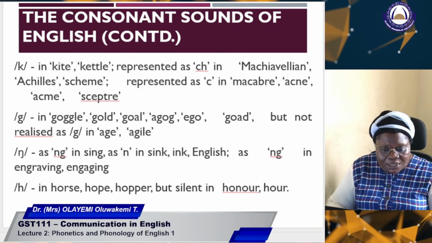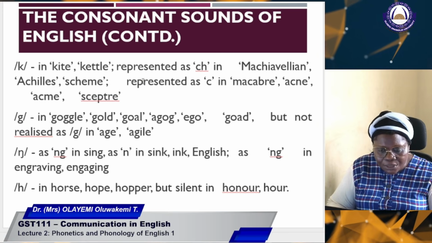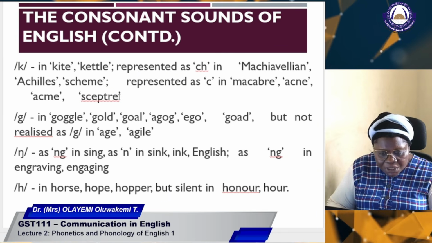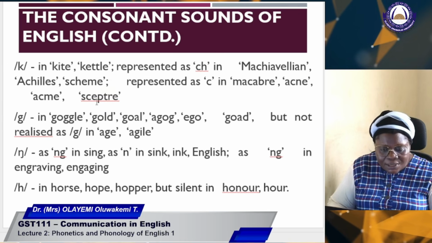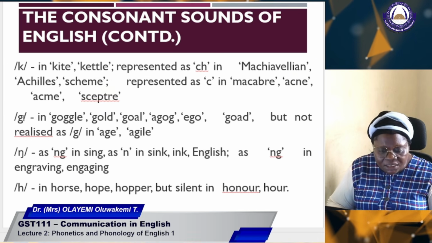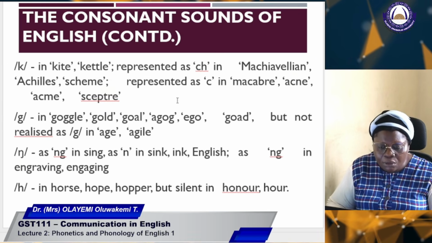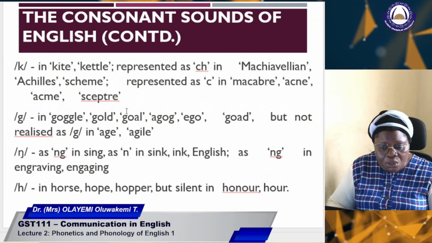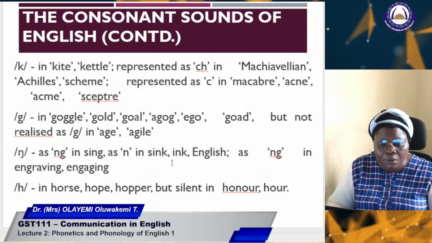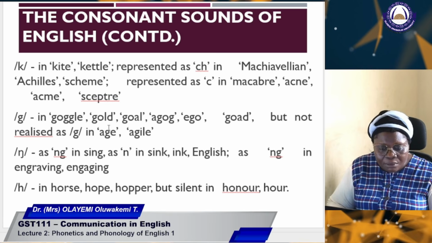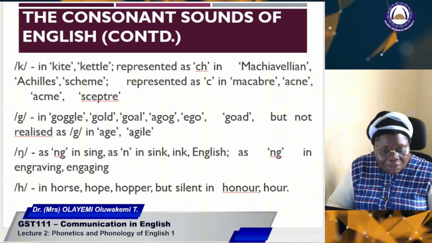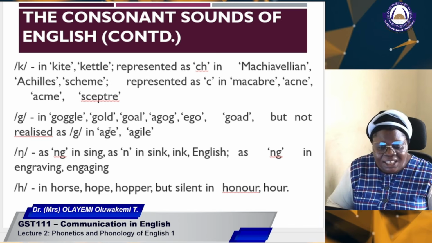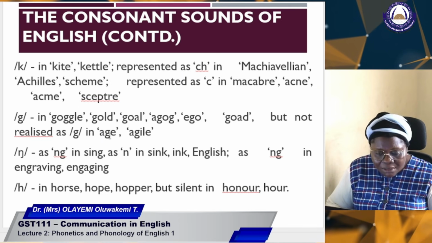Now let me talk about the sound K. In kite, in kettle. Okay, it's scepter. You can see as letter C, it's scepter. Then we have the sound G in Google, ago. I saw you a few minutes ago. Okay, you have it there. But it's not in age. That's the letter G in age is not G.